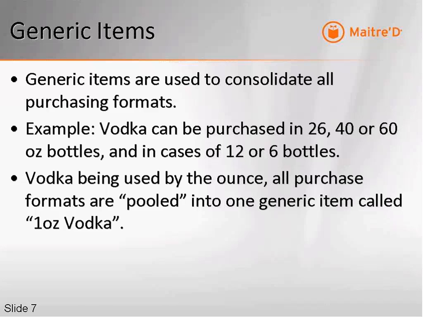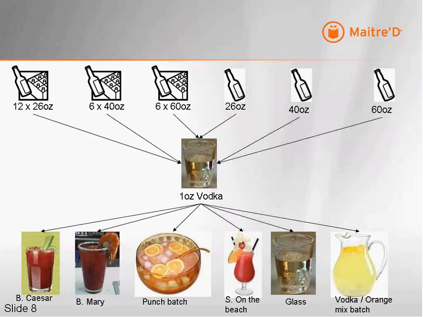So now I'll show you a little graphic just to illustrate exactly what I'm saying. If you look at the top row, we have all the different purchase formats that we can have. So we have cases of 12, 26-ounce bottles, 6, 40 ounces, and so on and so forth. And also, if you want, you can have individual bottles that you can buy. The common denominator for all those purchase formats is the 1 ounce vodka that you'll use.